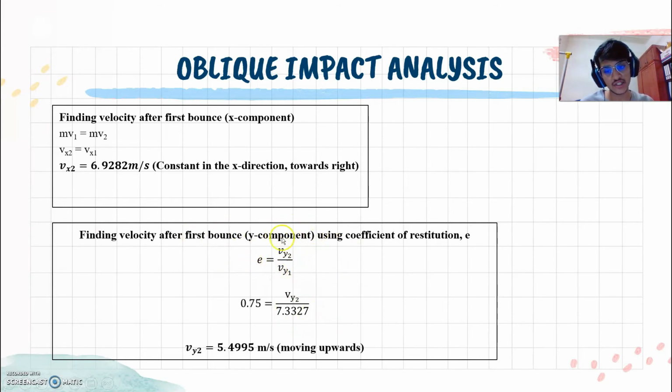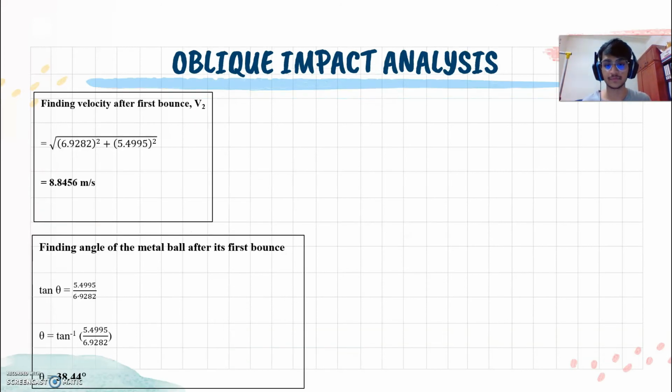And upon calculation, we can get the value of vy2, which is 5.4995 meter per second, and it's moving in the upwards direction. And then after that, we can also find the resultant velocity of the first bounce by finding its magnitude, and as you can see in this formula, putting the values into the formula gives 8.8456 meter per second.